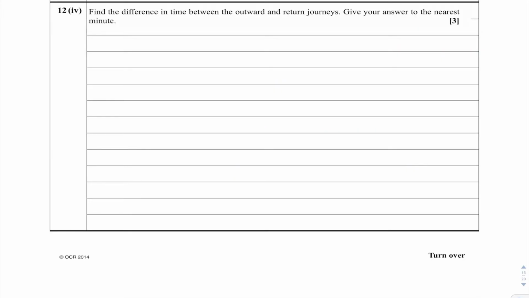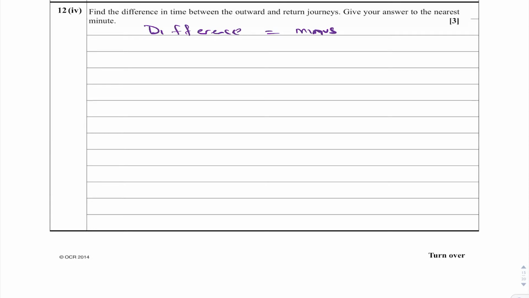Question 5.4, part 4. Find the difference in time between the outward and return journeys. Give your answer to the nearest minute. Difference implies take away or minus.